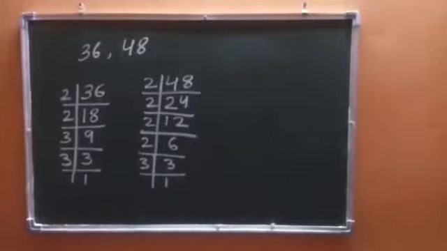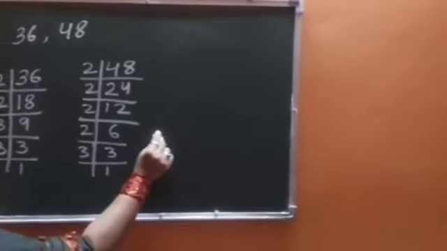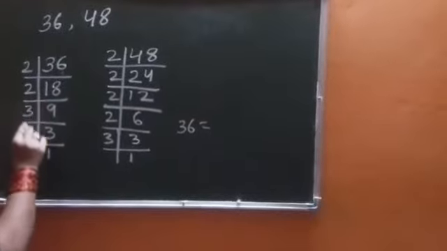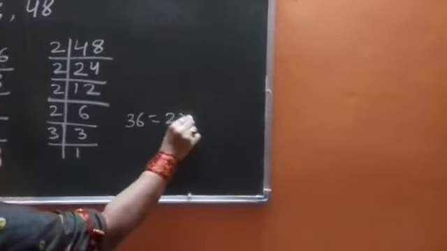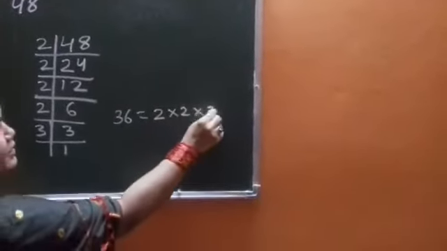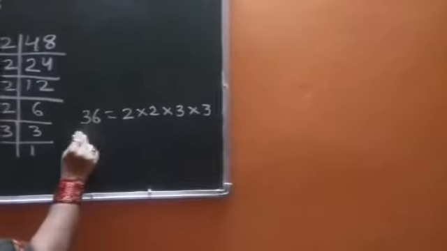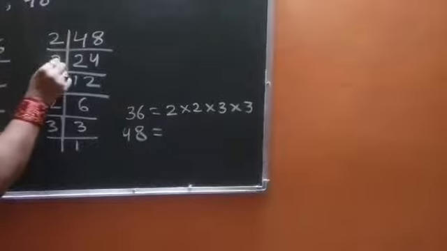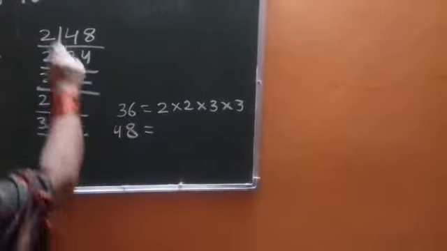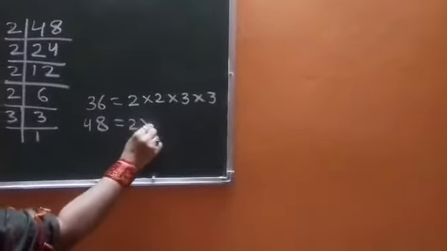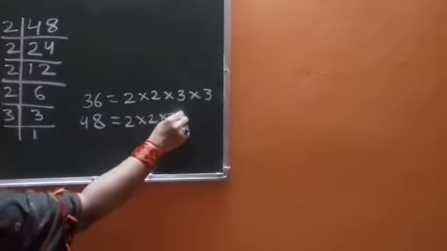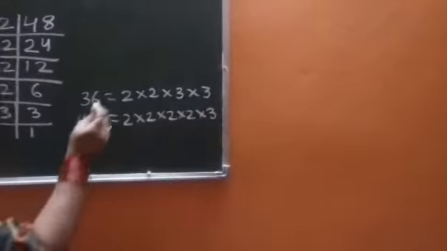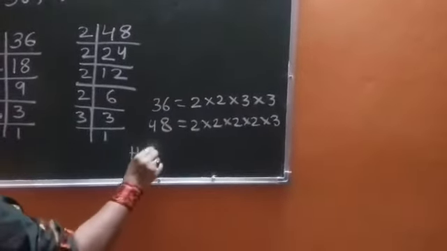Now let us write them separately. Prime factors of 36 are 2 into 2 into 3 into 3. And the prime factors of 48 are 2 into 2 into 2 into 2 into 3. So 4 times we will write 2, and lastly this 3. Now to find the HCF, what we have to do?